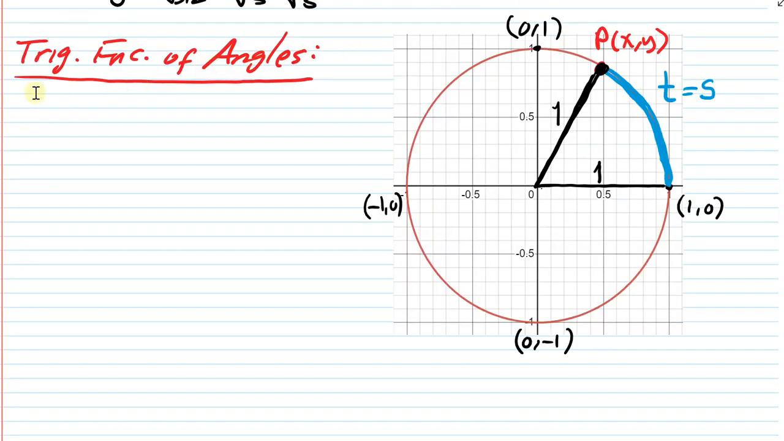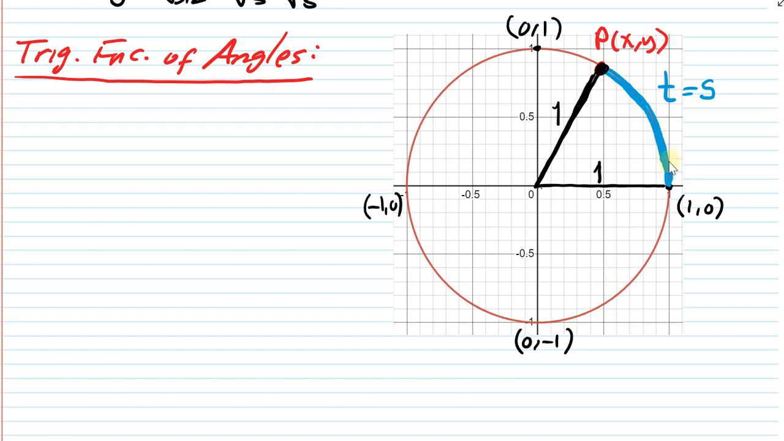Okay, so here's my unit circle again. What I've done is I've plotted some points here on my unit circle. So here's (1, 0), (0, 1), (-1, 0), (0, -1). Those are the coordinates at those points. And what I've done is I've just marked an arc of a circle.